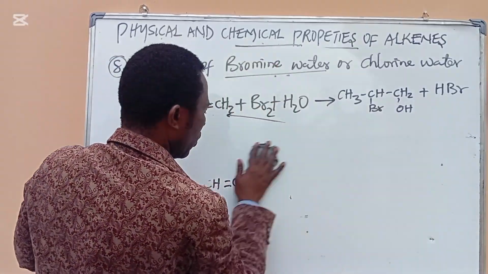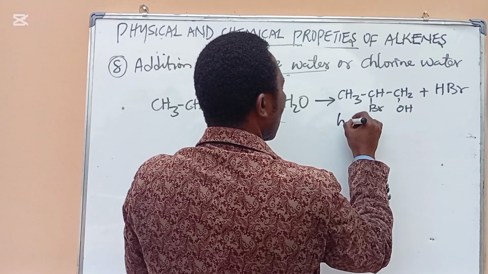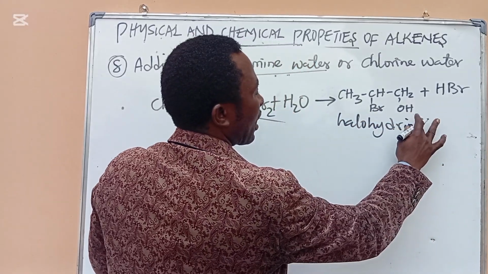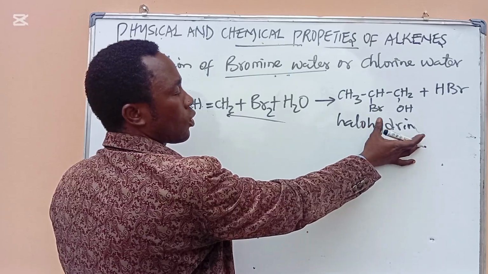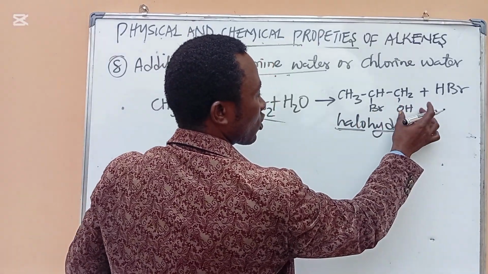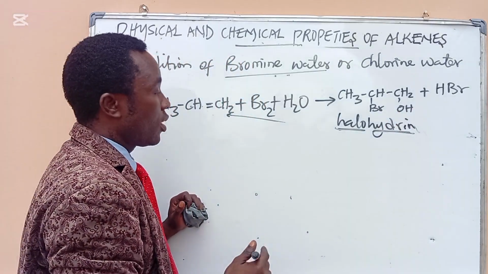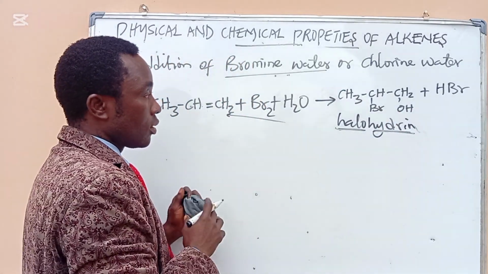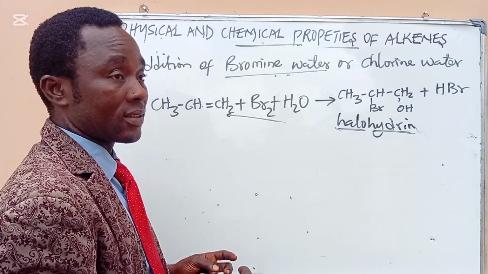All right. So what is formed is a halohydrin. This compound is a halohydrin. Why is it called halohydrin? Halo because of the halogen. Hydrin because of the hydroxyl group. But you might ask, is a hydroxyl group called hydrin? Not in a sense like that.